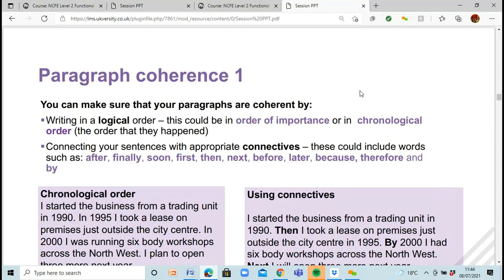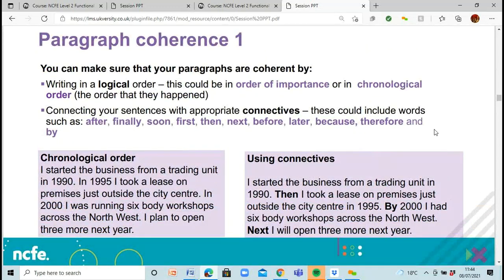Now, coherence. We've got to make sure that our paragraphs are actually coherent. To do this, we can write them in a logical order. So we start off with the order of importance. Or if you've been somewhere and you're complaining about something, like the complaint letter we looked at earlier, you start off with a chronological order. That is a time-wise order: what happened first. So you connect your sentences, making sure you use the right connectives. You can use things like after, finally, therefore, later, because, next, any of these.